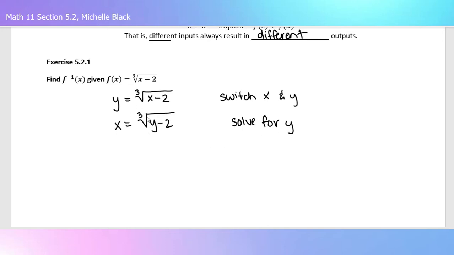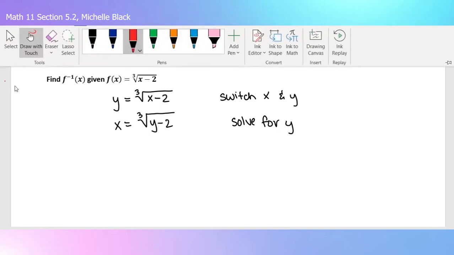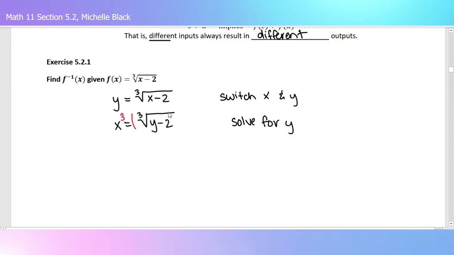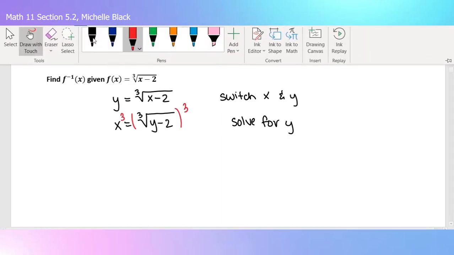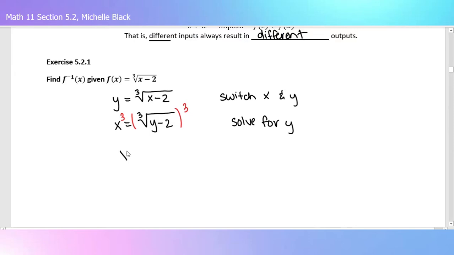So if I want to get y out of this cube root, I need to cube both sides. So I'm left with x cubed equals y minus 2. And then I'm going to add 2 to the other side. And then I'm going to rewrite y as f inverse of x.